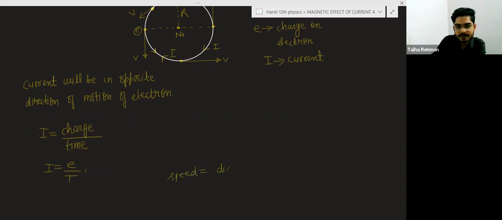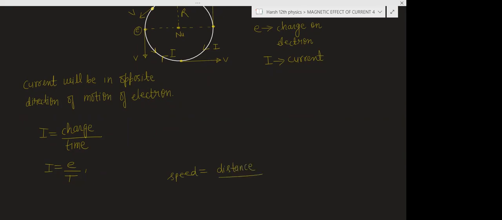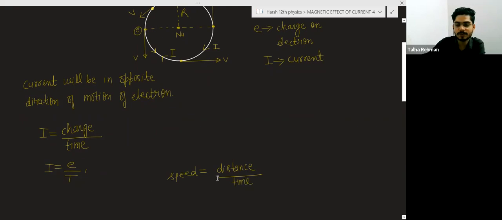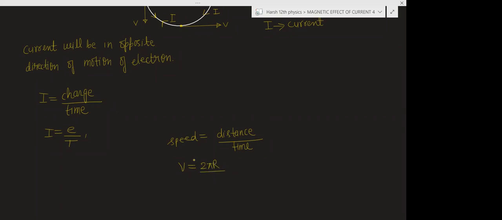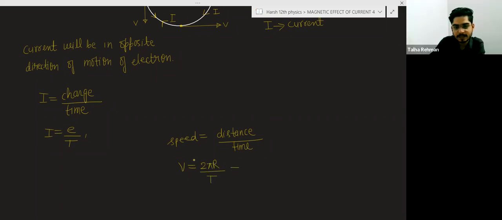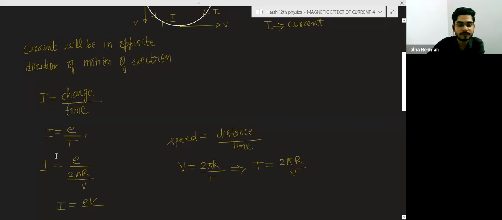Speed is equal to distance divided by time. For the motion of the electron, we will apply this formula. Speed is given as v, the magnitude of the velocity. The distance covered by the electron in completing one circle is 2 pi r, and the time taken to complete one circle is capital T. So T will be 2 pi r divided by v. Now put this value here: current is equal to charge divided by time period, 2 pi r divided by v. So finally, the value of current will be e v divided by 2 pi r.